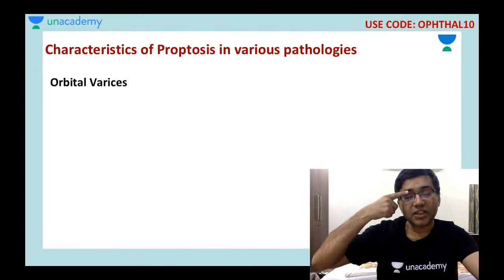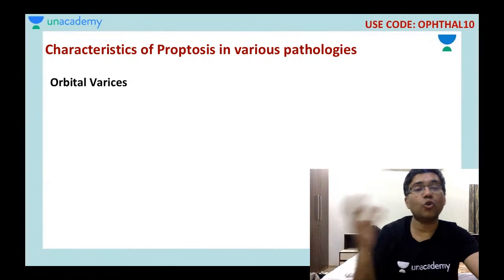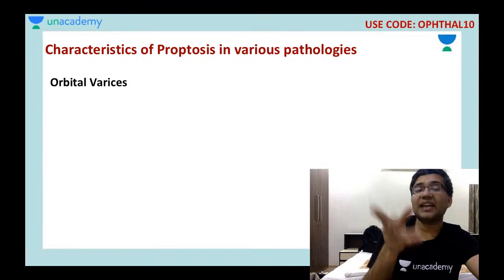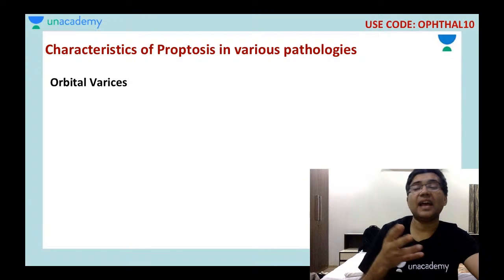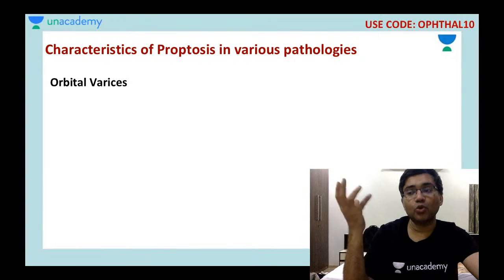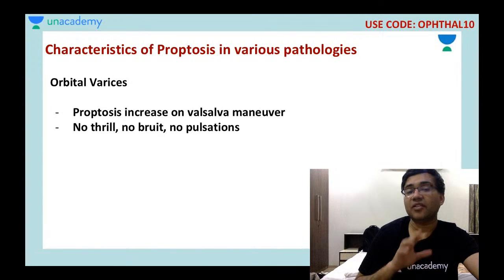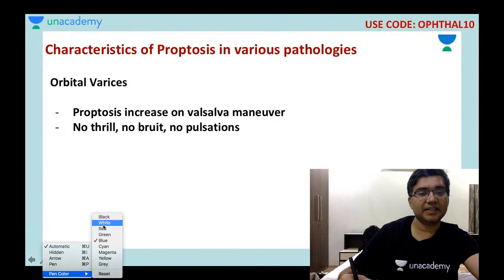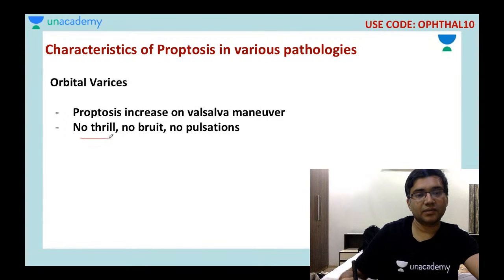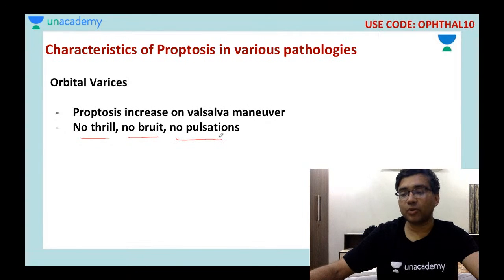Also, if you touch the varices, there is no thrill, no bruit, or no pulsation. But if that would have been arteriovenous malformations, you can have the thrill, bruit, and pulsation. So this is a very important point regarding the varices, that there is no thrill, no bruit, and no pulsations. Let's underline this point, because my next point would be based upon this.